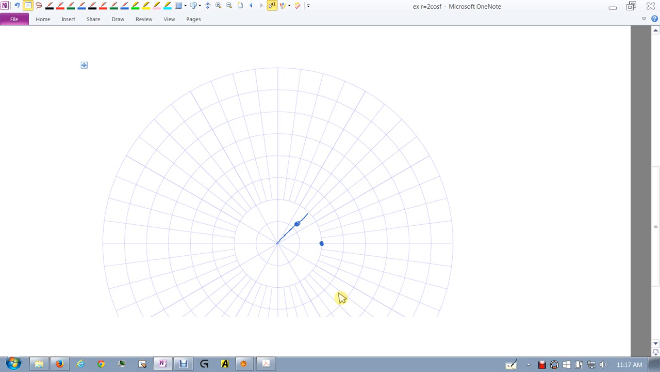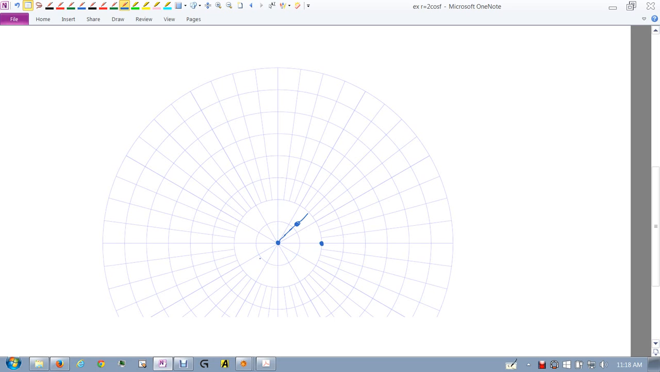And then I keep doing this. How about at pi over 2? Where would I be? What's cosine of pi over 2? 0. So that means I rotate to pi over 2, which is straight up, and I don't walk out. I just stay at the pole. So that would put me here.